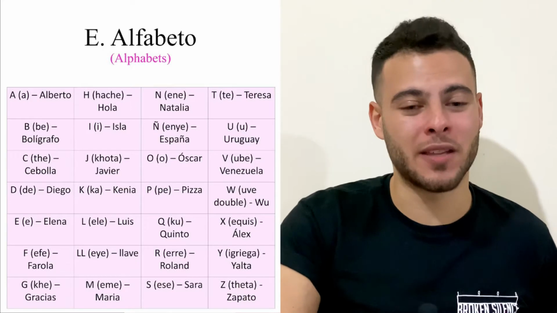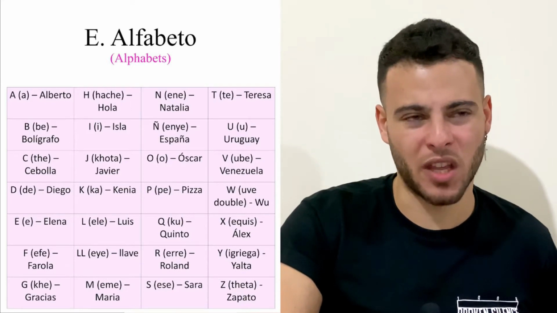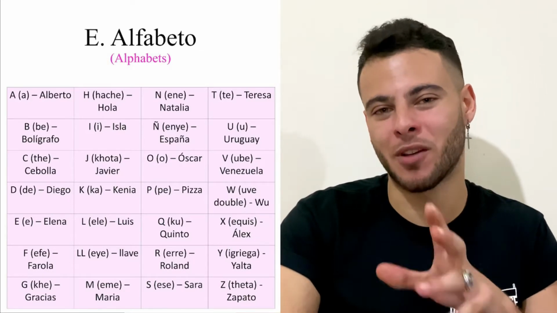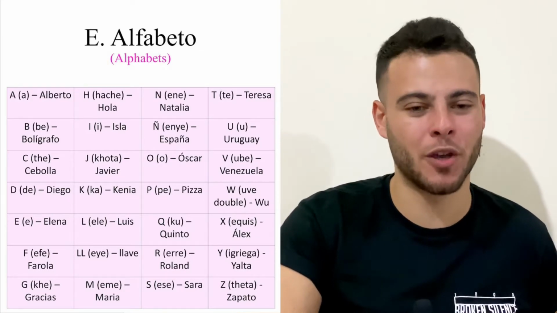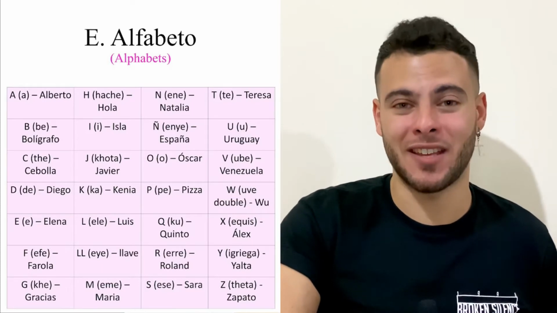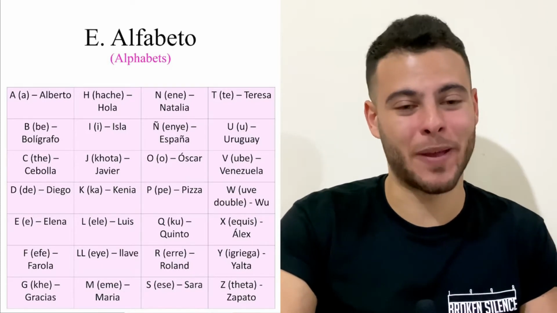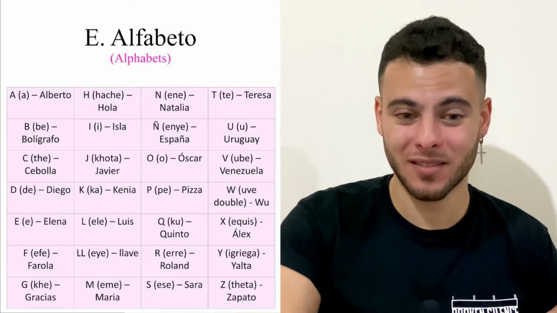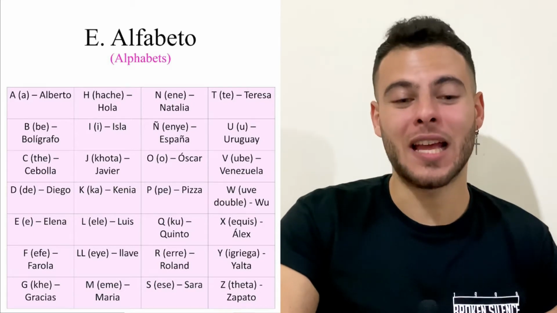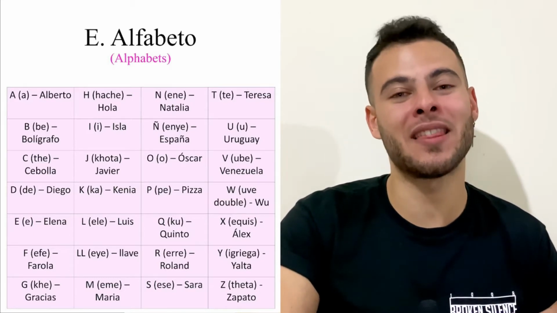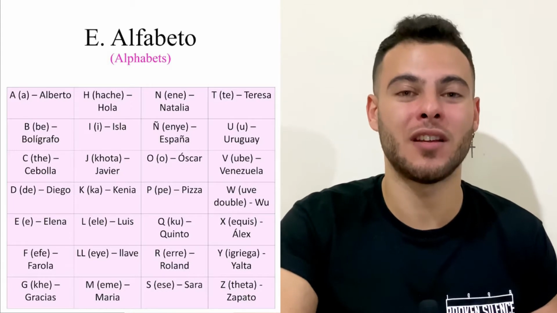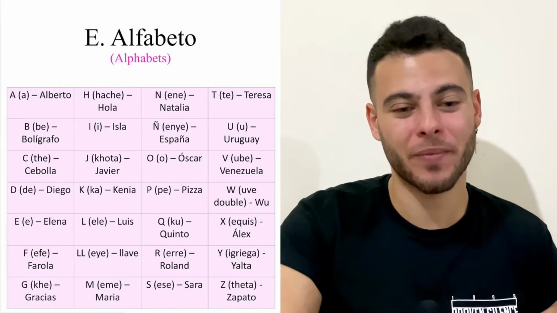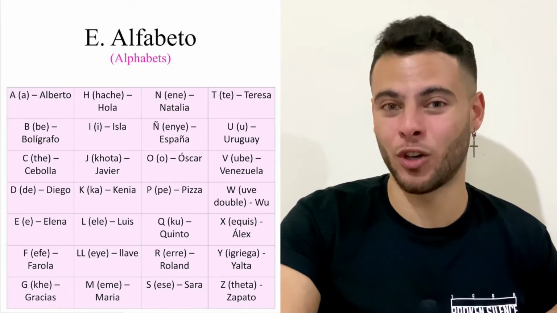The alphabet in Spanish has 28 letters. Yeah, some people like to omit the double L, but I always include it in my alphabet. So here we go. We start with letter A. In English, it's A. In Español, it's A, como Alberto. B, bolígrafo. The C here is like the TH in English, like the one in think. Okay, so cebolla. D, Diego.